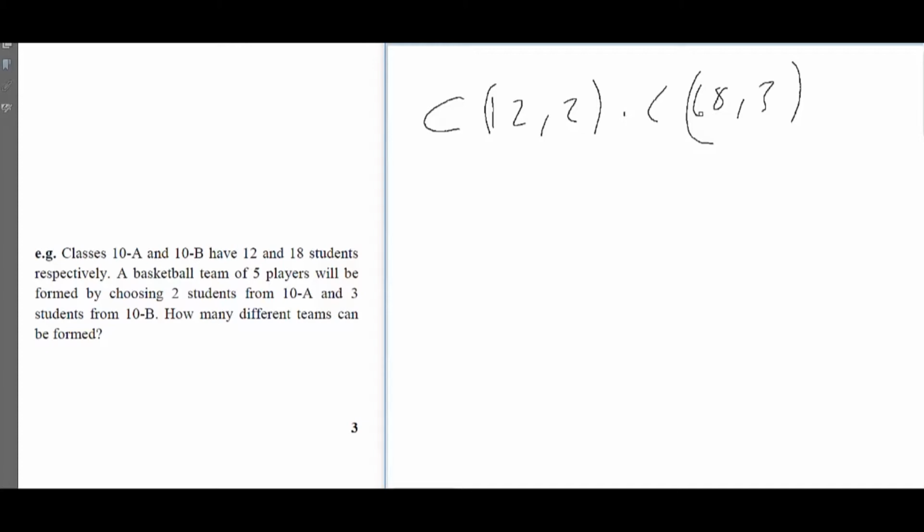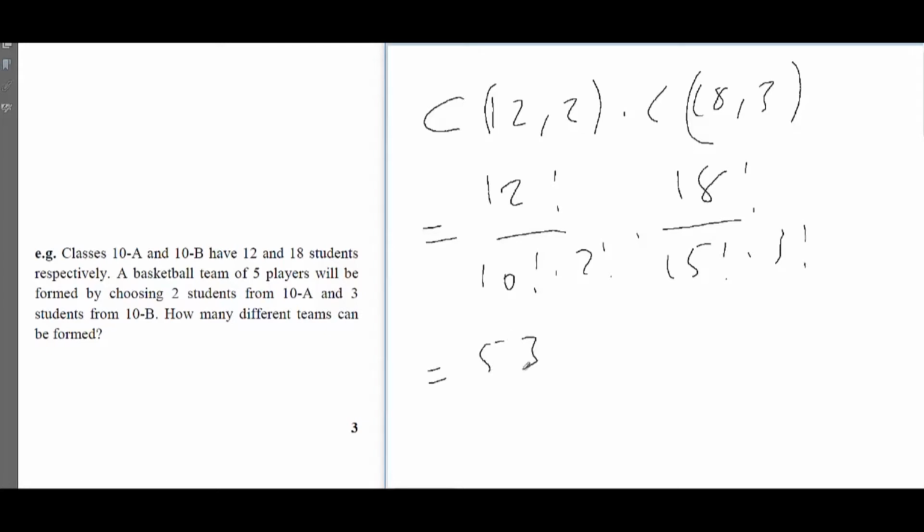If we calculate them, we can write 12 factorial over 10 factorial times 2 factorial, times 18 factorial over 15 factorial times 3 factorial, and it will be equal to 53,856. So how many different ways are there in which the team can be formed? There are 53,856 different cases or ways to form this team.